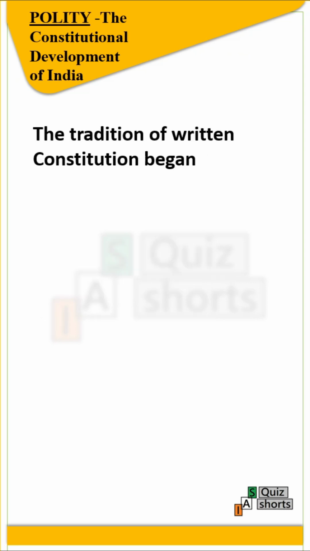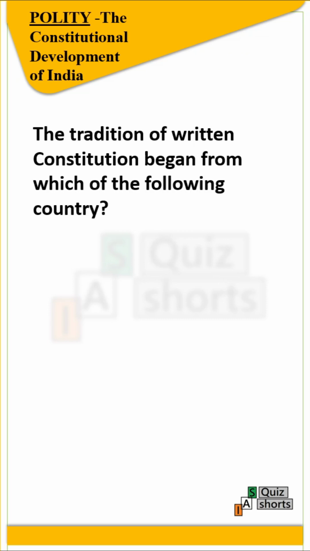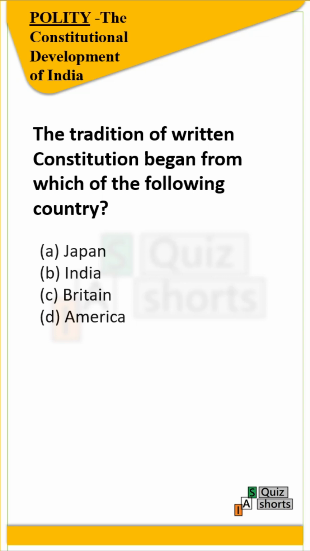The tradition of written constitution began from which of the following country? Option A, Japan. Option B, India. Option C, Britain. Option D, America. Answer is option D, America.